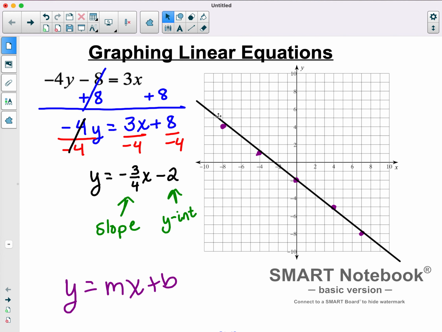So this makes our linear equation, and I always just double check that it is going the direction that we wanted it to go. We had a negative slope, so it's going downhill, and it goes to that y-intercept of negative 2. And there's our equation.